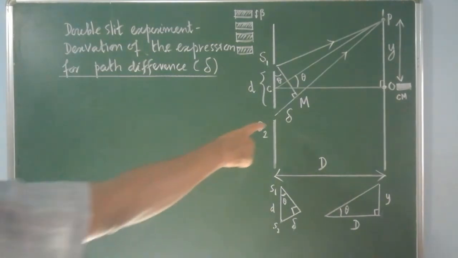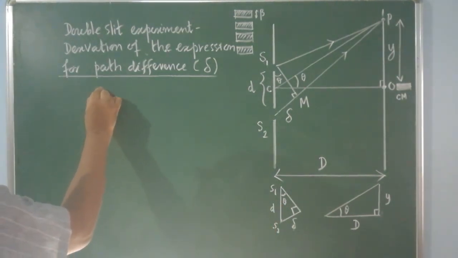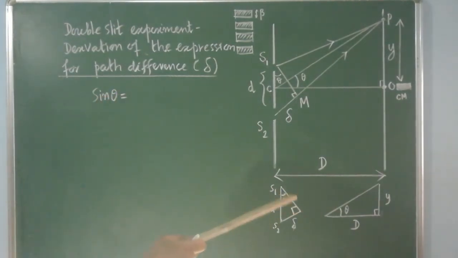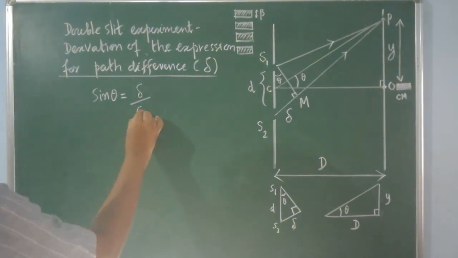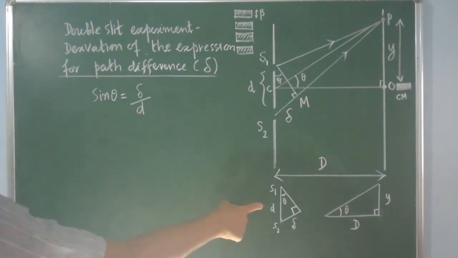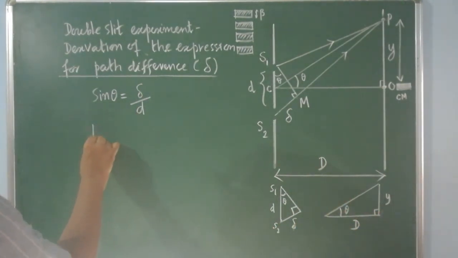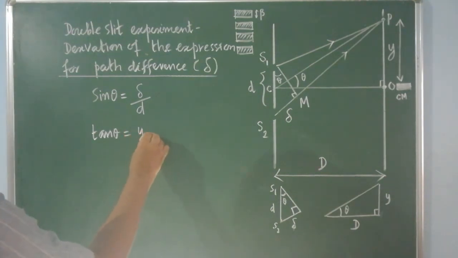Okay. Now this distance can be obtained by using these two triangles. From the first triangle, we are going to derive one expression, that is sin theta. What is sin theta? Opposite divided by hypotenuse. What is opposite here? Delta, divided by hypotenuse d. Are you clear? So from the first triangle we get the expression in the form of sin theta. Now let's see the next triangle. From this we can get another trigonometric function, tan theta: opposite divided by adjacent. Opposite is y, adjacent is D.